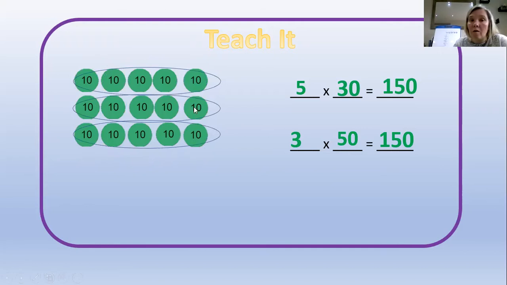We've got three lots, three groups, three equal amounts. But now we've got 50 in each, haven't we? We've got 10, 20, 30, 40, 50.